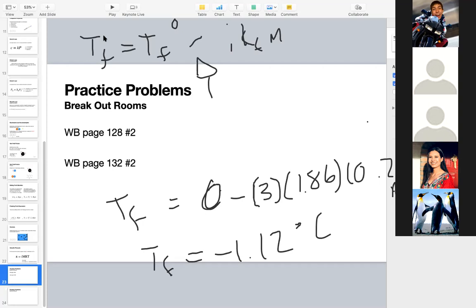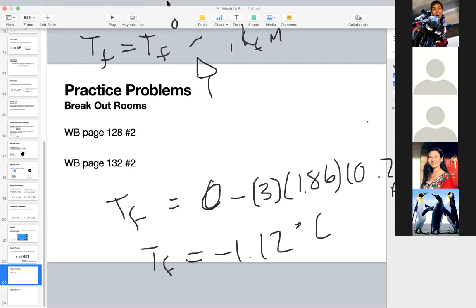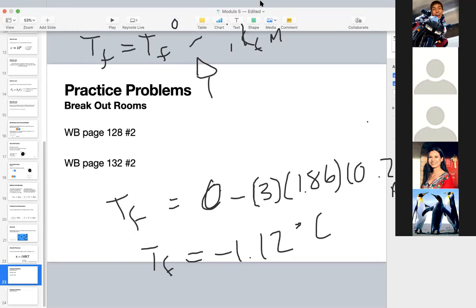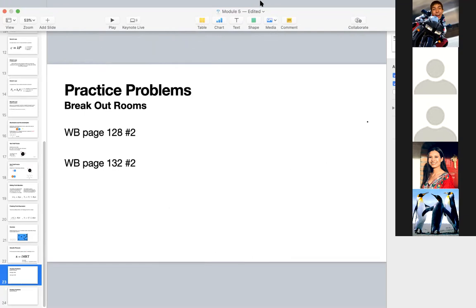So let's do this second part. Page 132, problem number 2. I don't think this module is too long, so we have a lot of extra time to kill. But yeah, practice problem number 2 on page 132 tells us to calculate the osmotic pressure exerted by the following solutions. So we have 12.3 grams of aqueous sucrose in 3 liters of solution at 65 degrees Celsius.